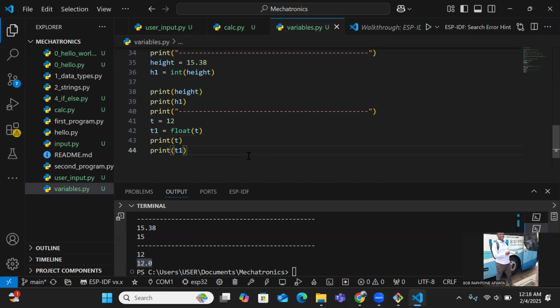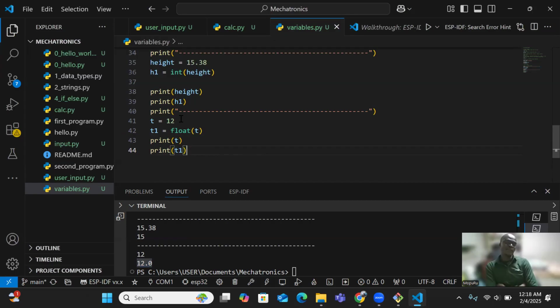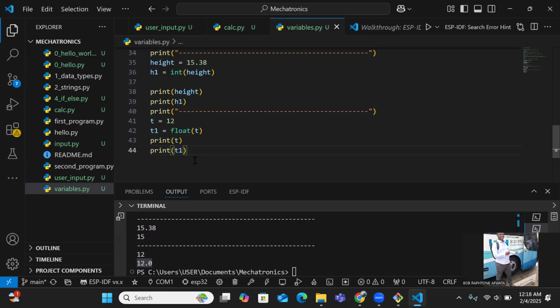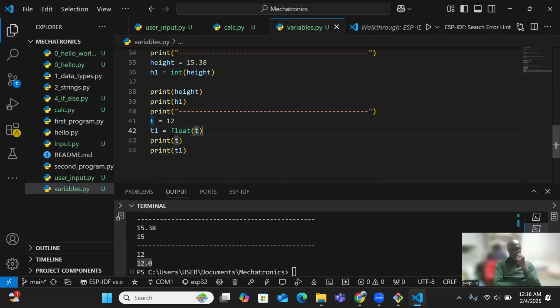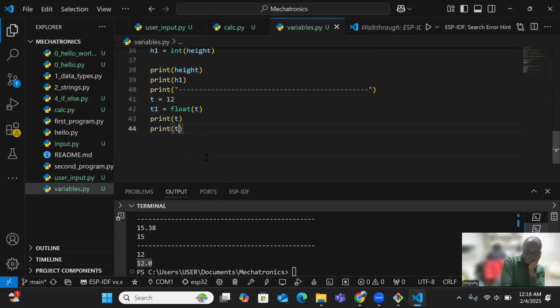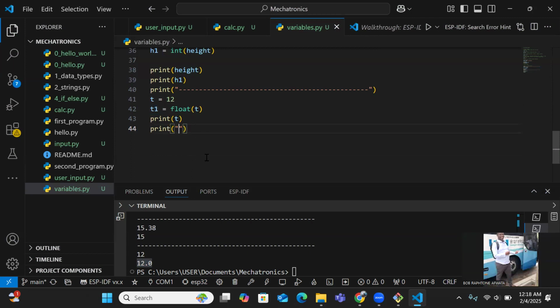So if you want the float to have a number of decimal places rather than just a single one, that is how you can do it. Let me find out how you should do it. I think it is when you are printing.